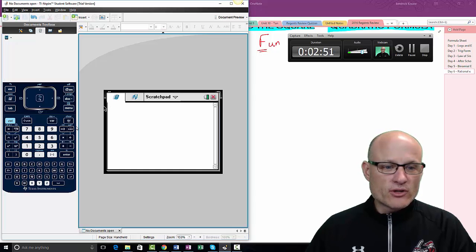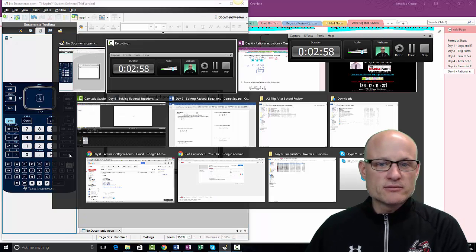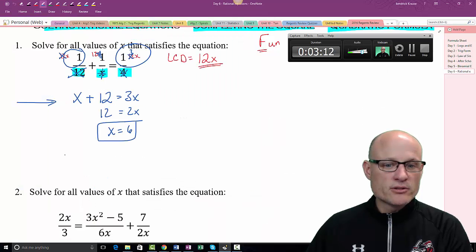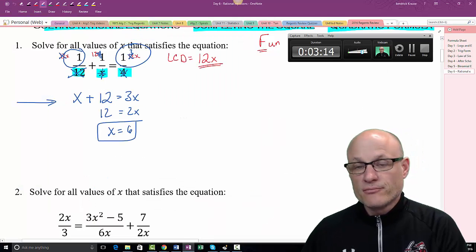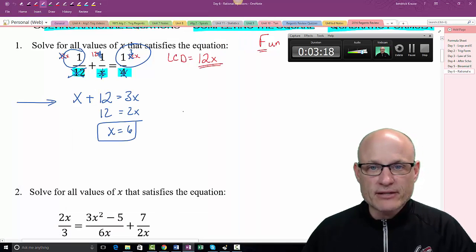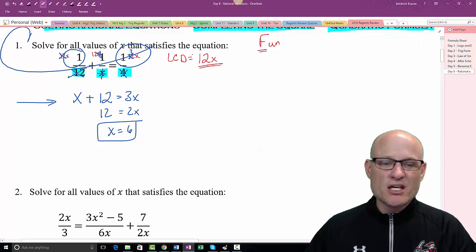So what we're going to do is go to the calculator. We're going to do 6, control bar X, and then type in the left side: 1 divided by 12, plus 1 divided by x, enter, and that's done. Took 20, 25 seconds. And it wouldn't have taken that long if I didn't have to flip back and forth. So 25 seconds to check, ka-ching.